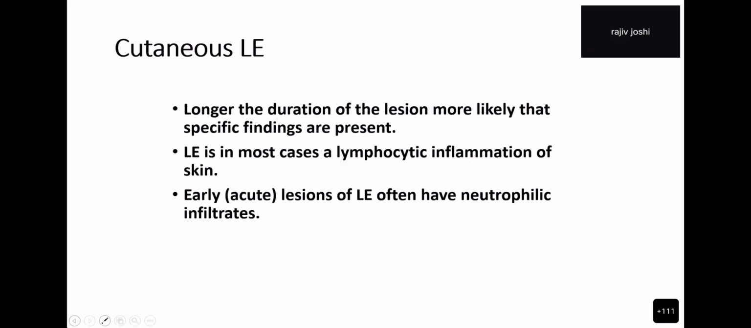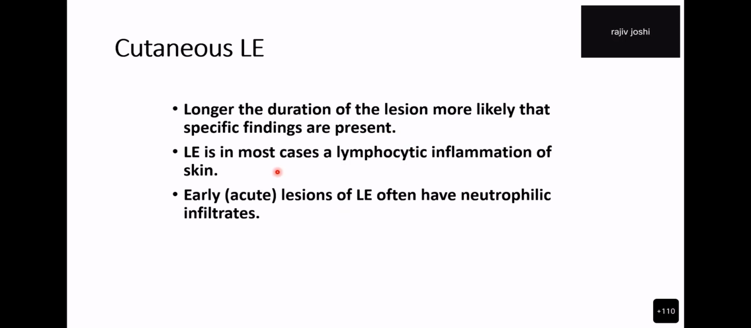So a few things about LE. The longer the duration of the lesion, the more likely that the specific findings are present. So if you biopsy a butterfly rash of acute systemic LE, you might not get many findings at all because it has been there for very few days. On the other hand, discoid lupus erythematosus would have been there for months together, and you will get all the typical findings, including thickening of the basement membrane.